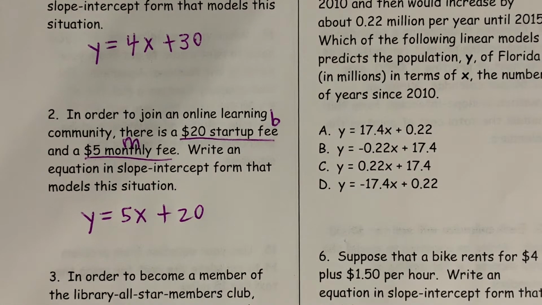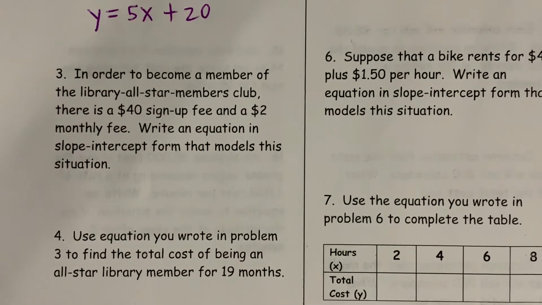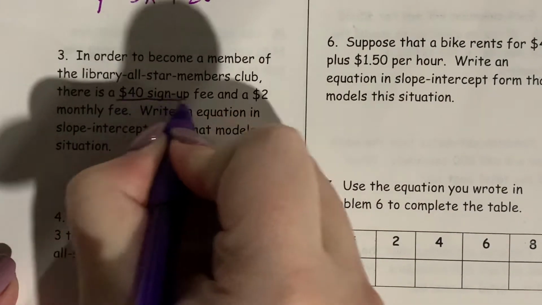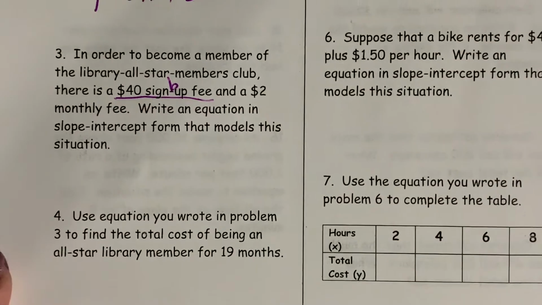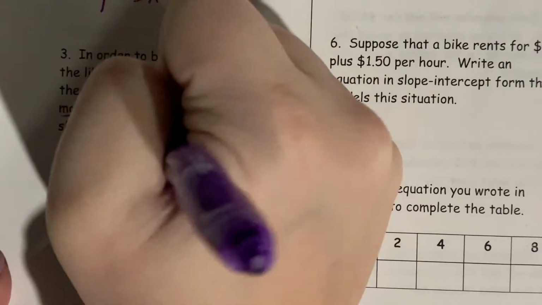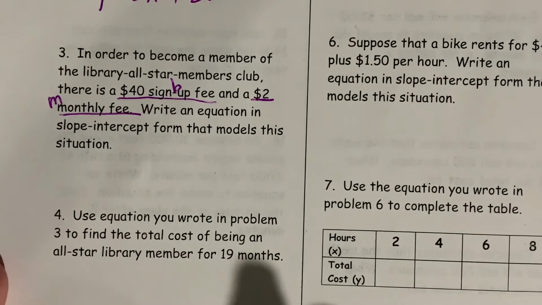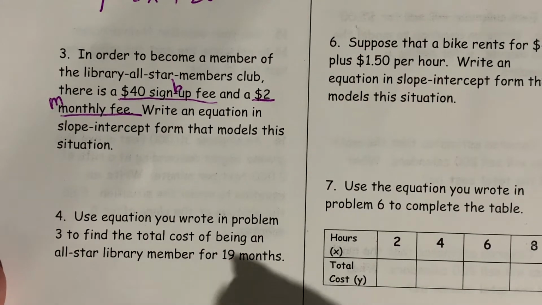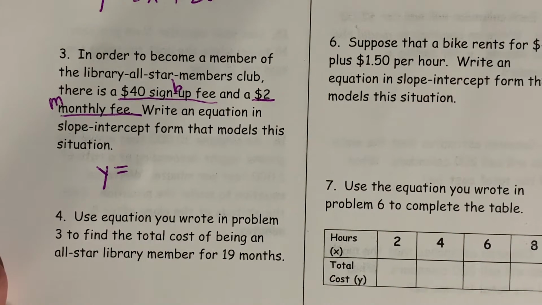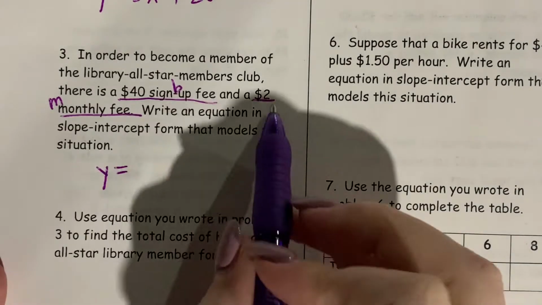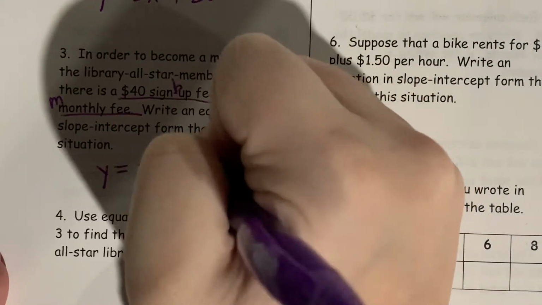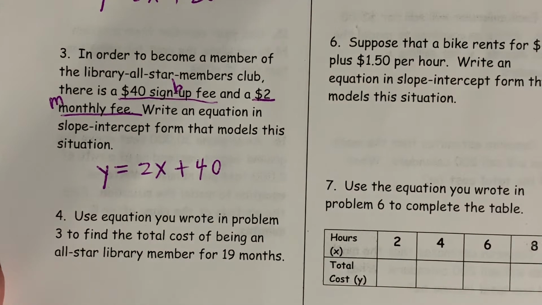Let's look at a couple more. In number three, it says, in order to become a member of the Library All-Star Members Club, there is a $40 sign-up fee. So that would be our b, sign-up fee. This is an initial fee we have to pay, and a $2 monthly fee. So that's going to be our m, our slope. So to write an equation in slope-intercept form, we'll have y equals, again, y is representing our total cost in this problem. And we're going to pay $2 per month, so that's 2x, plus, no matter what, we have to pay the $40 startup fee. So plus 40.